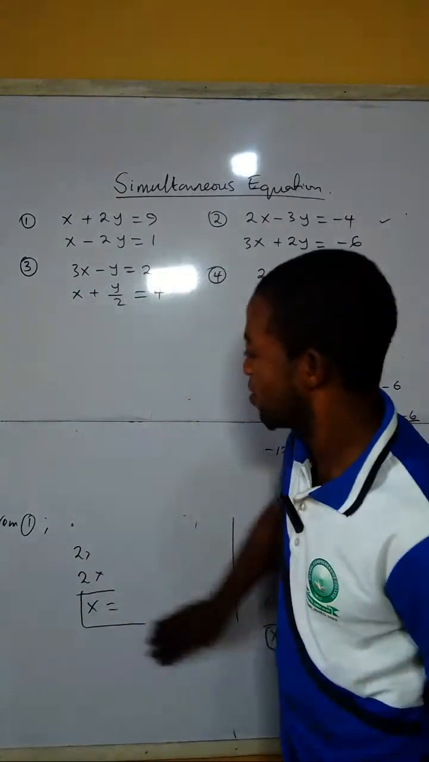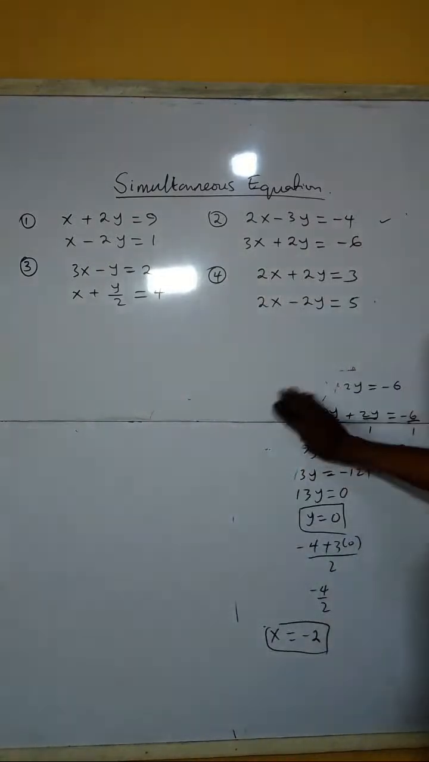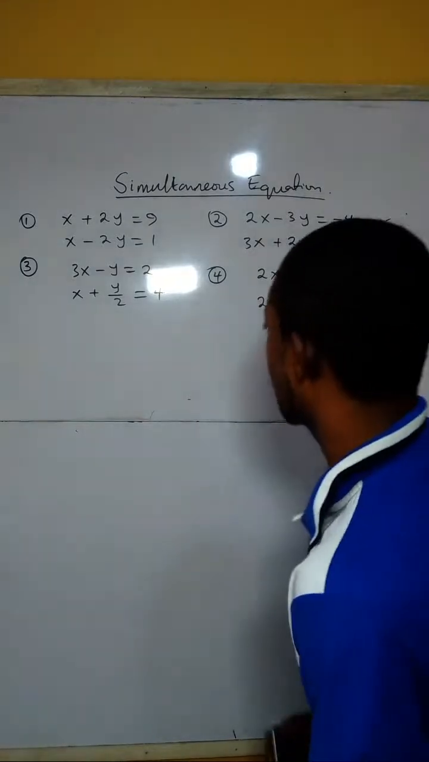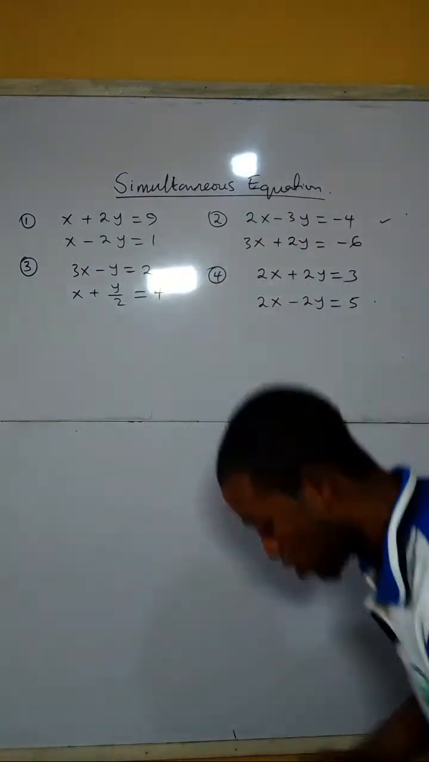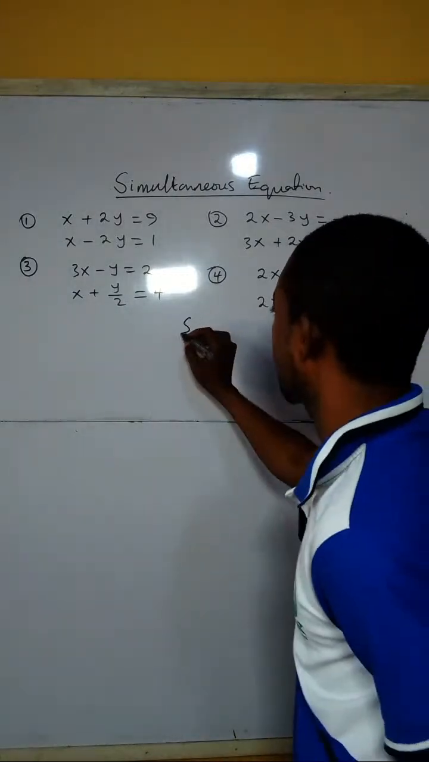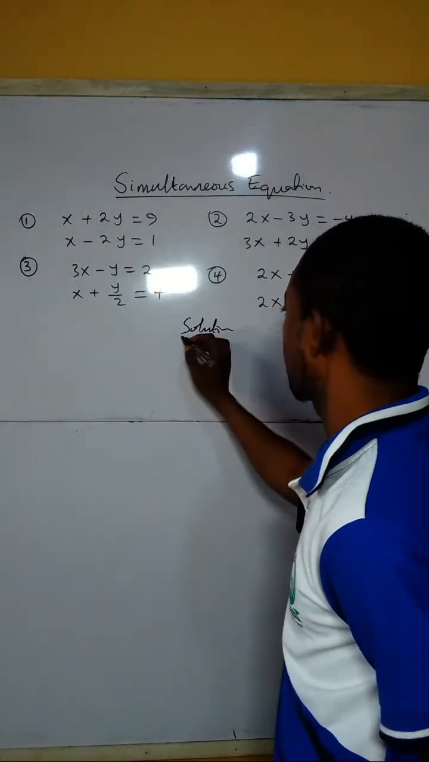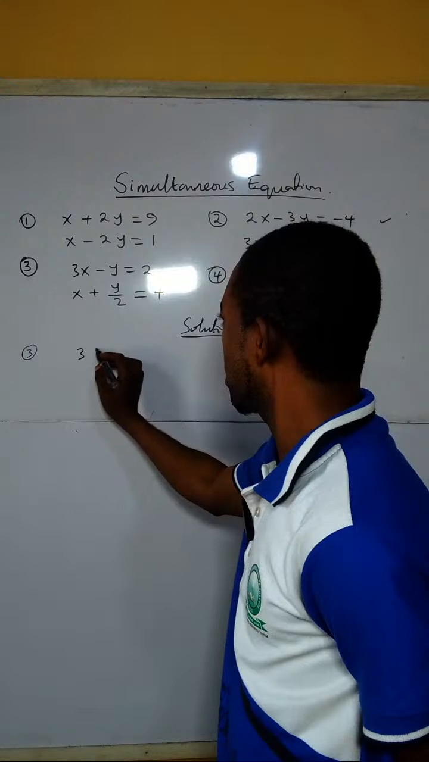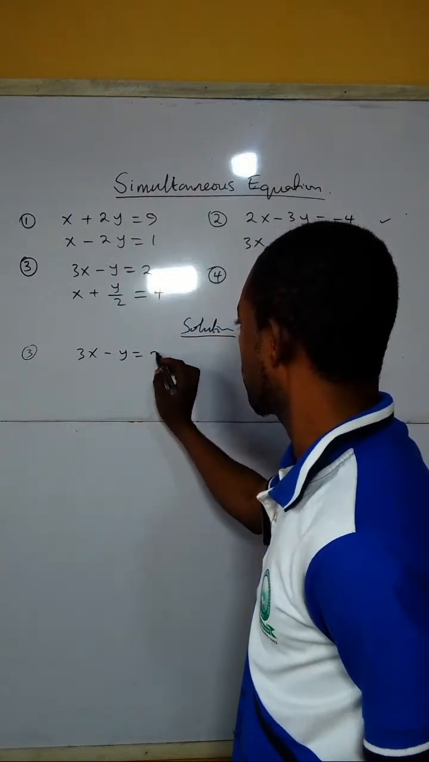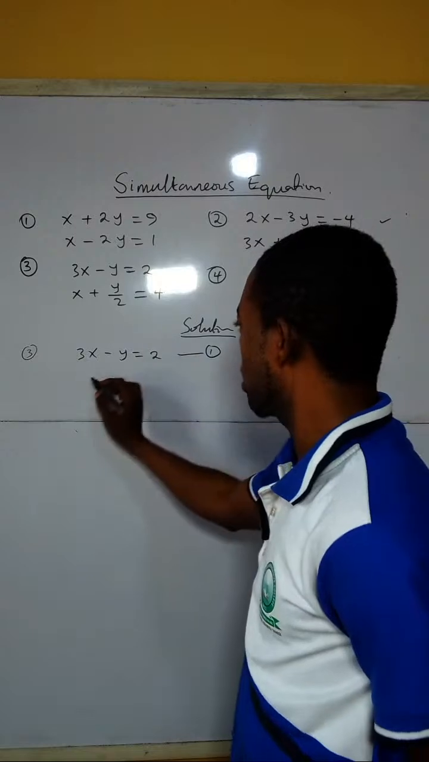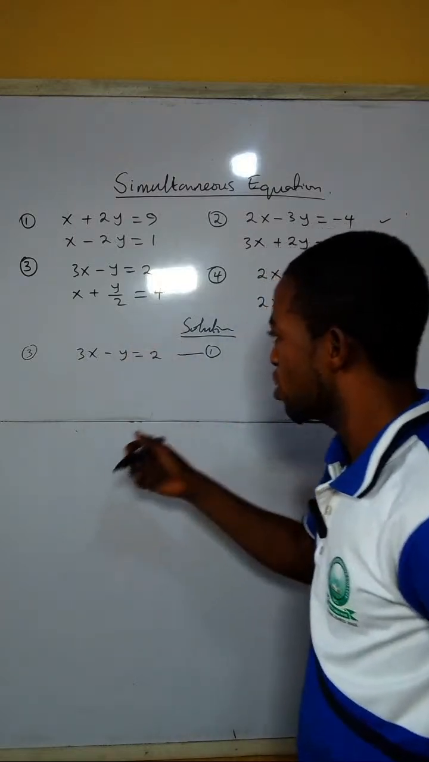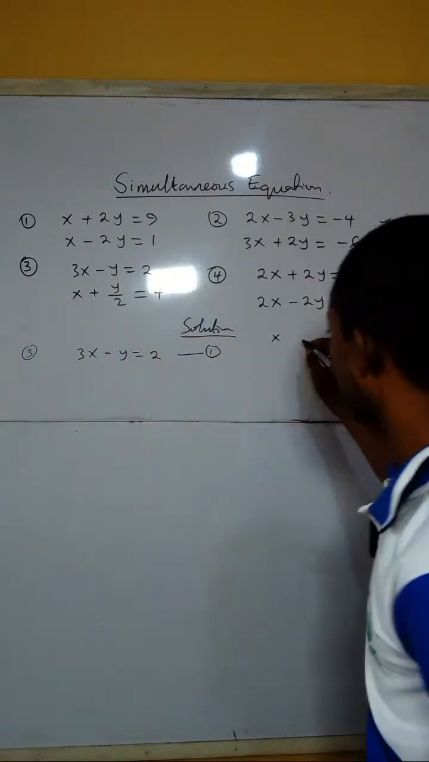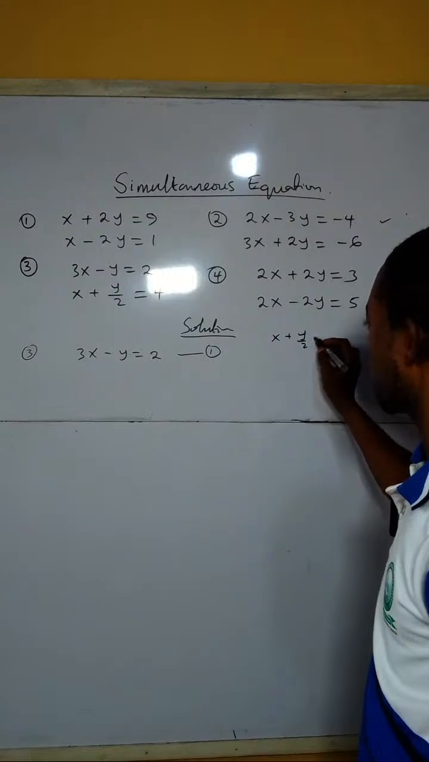We have 3x minus y equals 2, and also x plus y over 2 equals 4. Now, solution from number 3, we can label it as equation 1, 3x minus y equals 2. That's equation 1. Then the equation 2, we can rewrite it because this is what is given, which is x plus y over 2 equals 4.